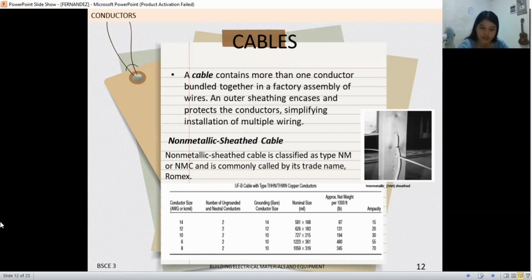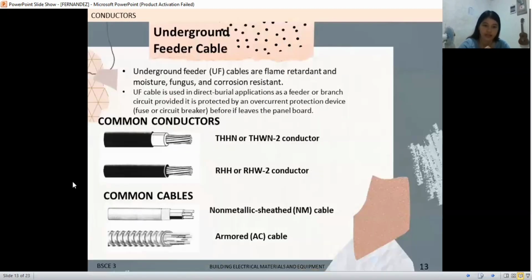Next one is underground feeder cable. Underground feeder cable or UF cables are flame retardant and moisture, fungus, and corrosion resistant. UF cable is used in direct burial application as a feeder or a branch circuit provided it is protected by an overcurrent protection device, fuse, or circuit breaker before it leaves the panel board.